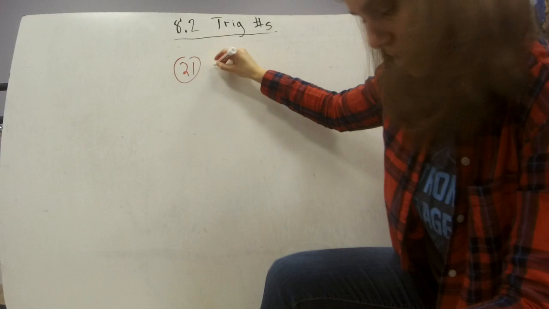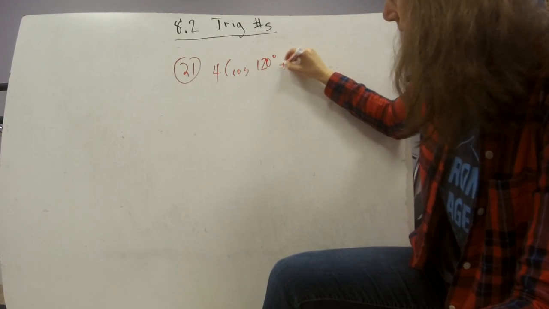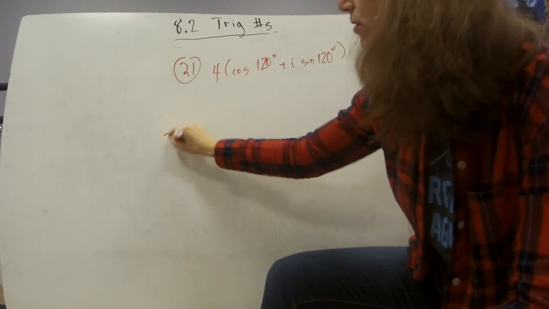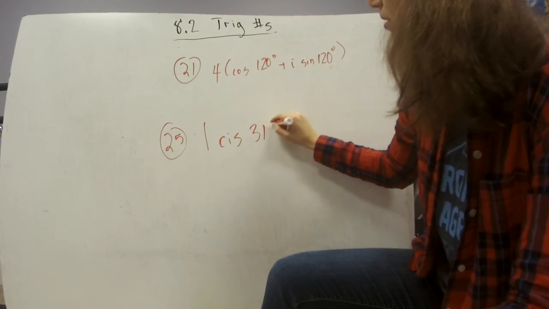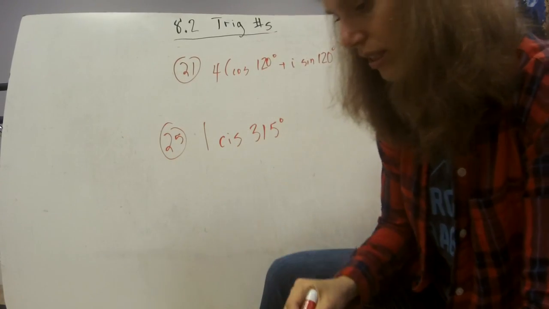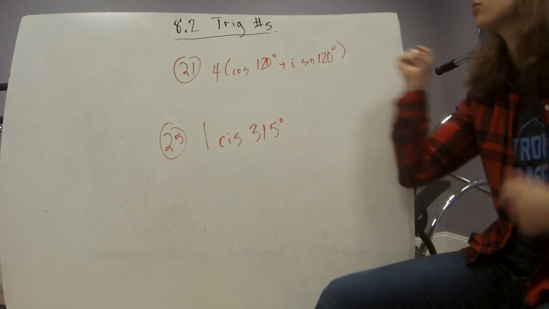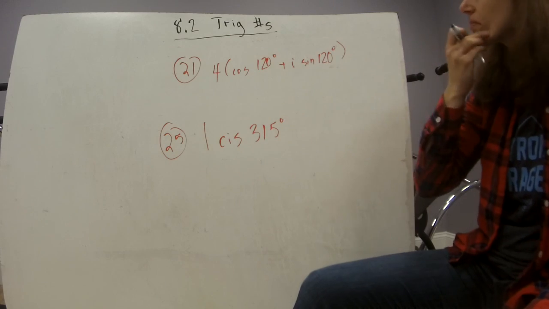21 is 4 cosine 120 plus i sine 120. And I'll do 25 as well, because that's in shorthand form, 1 cis 315. So here's really what you have to remember. Even though this is ugly form, you could do this one of two ways. You could actually find cosine of 120, find sine of 120, and distribute the 4.